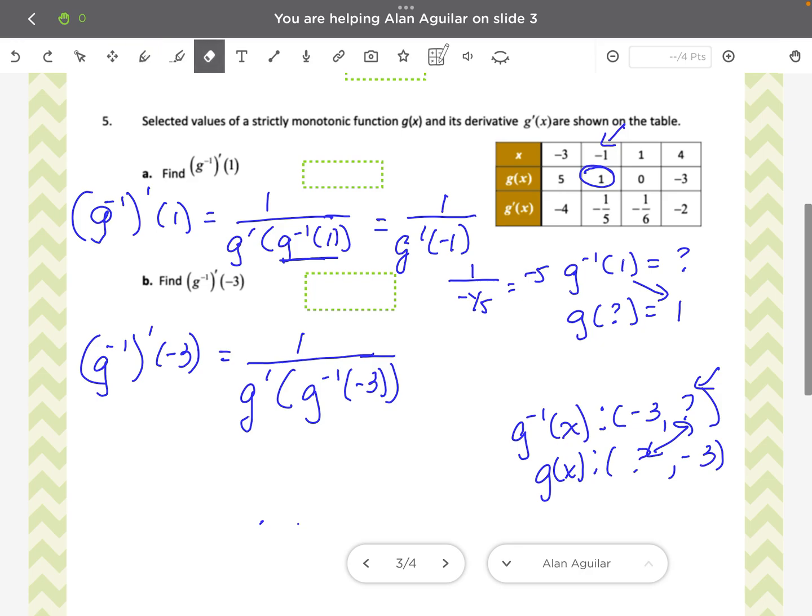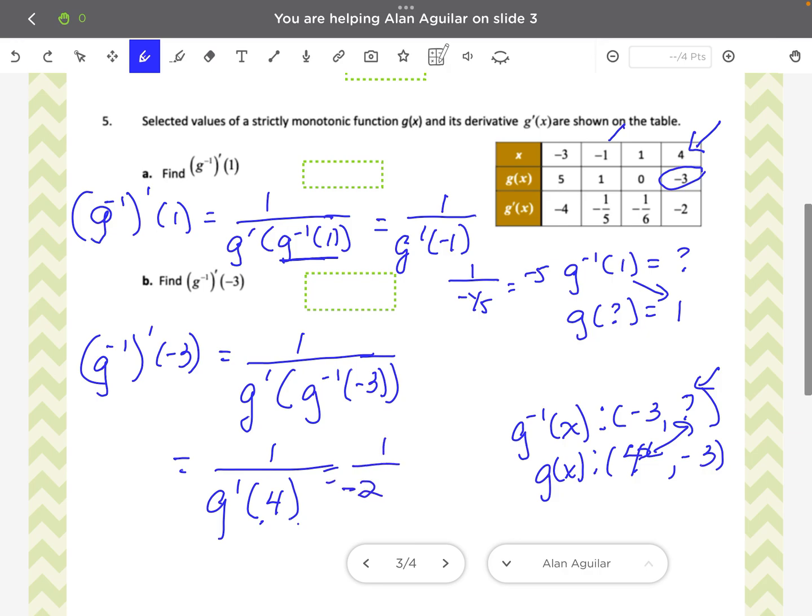So on the function g, the -3 is when x equals 4. So this is 4, so that means this is 4. So I have 1 over g prime of 4. And looking at my graph, g prime of 4 is going to be -2. So my answer for this one should be -1/2.